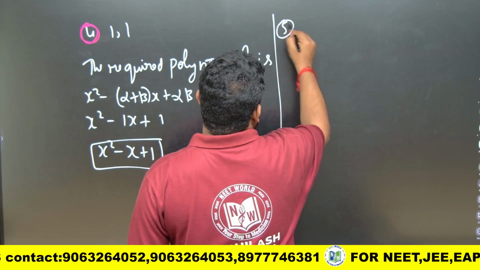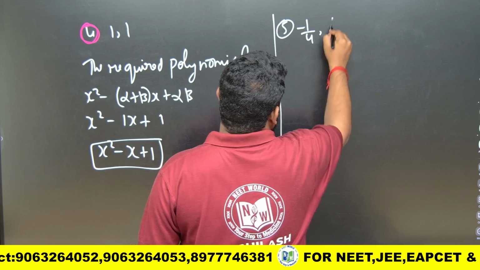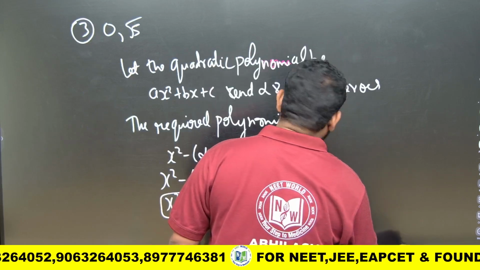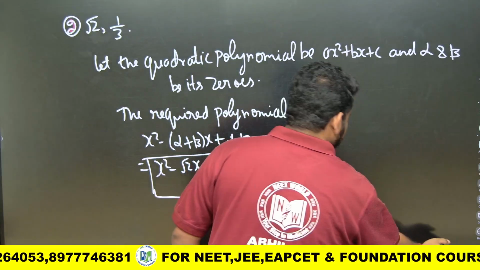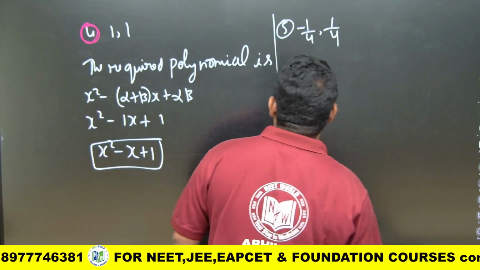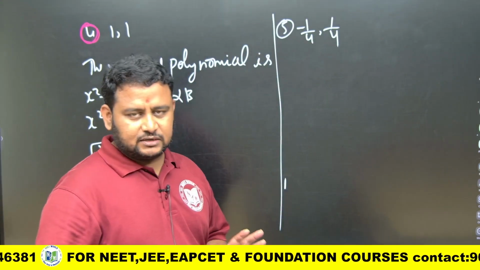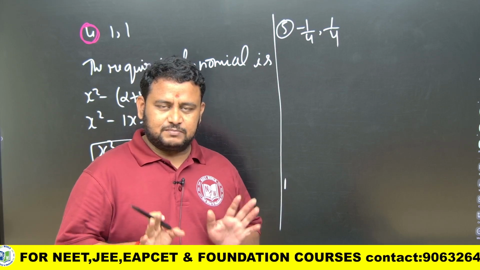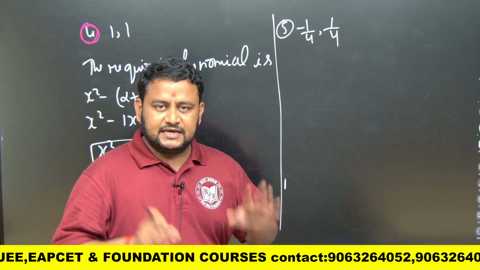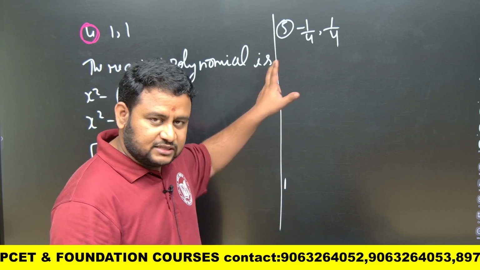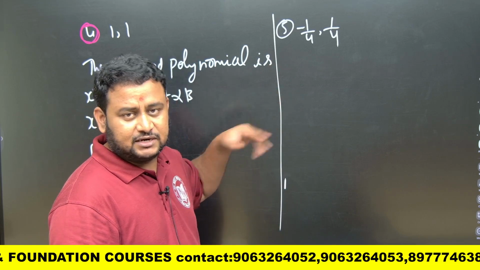They have given minus 1 by 4 comma 1 by 4. I think that is the question. Minus 1 by 4 comma 1 by 4. So here also, let the quadratic polynomial be ax square plus bx plus c and alpha and beta be its zeros. Please write down that statement. In every question I need not write, but you have to write.